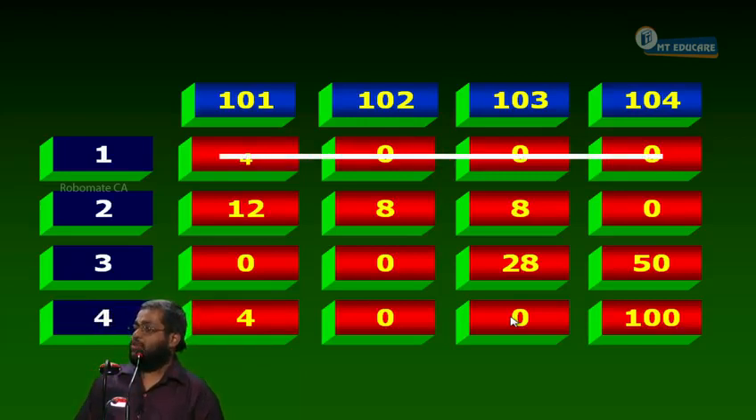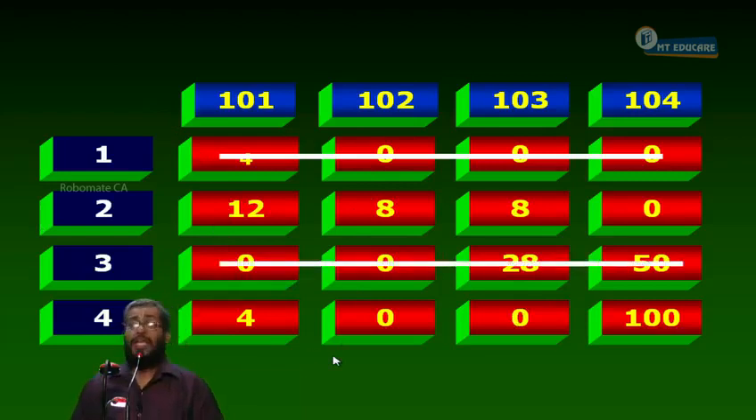Any row with 2 zeros? Yes. Which row? Any column with 2 zeros? Yes. Which column? Same column. Either draw against the row or column. I just draw against the row. If you want, you can also draw against the column. Not an issue. Any row with only 1 zero? Yes. Which rows?